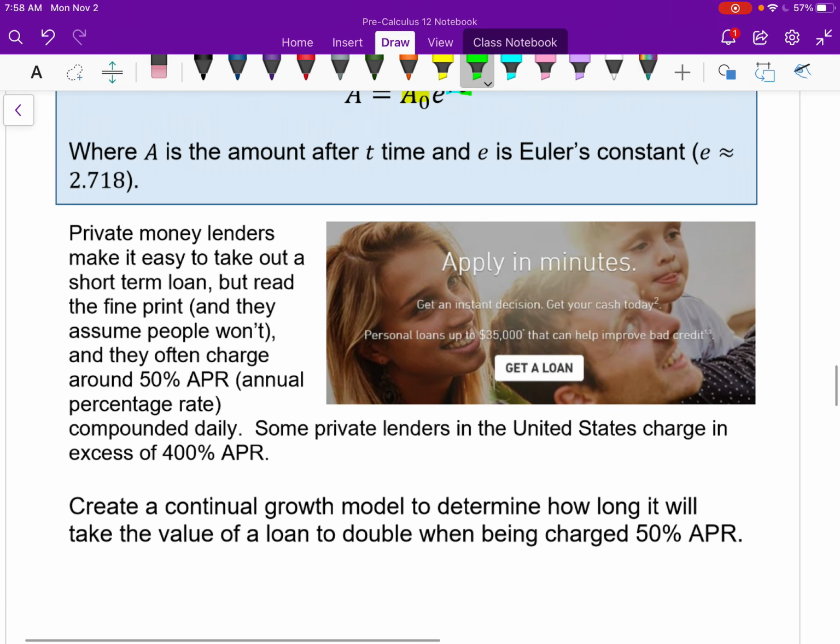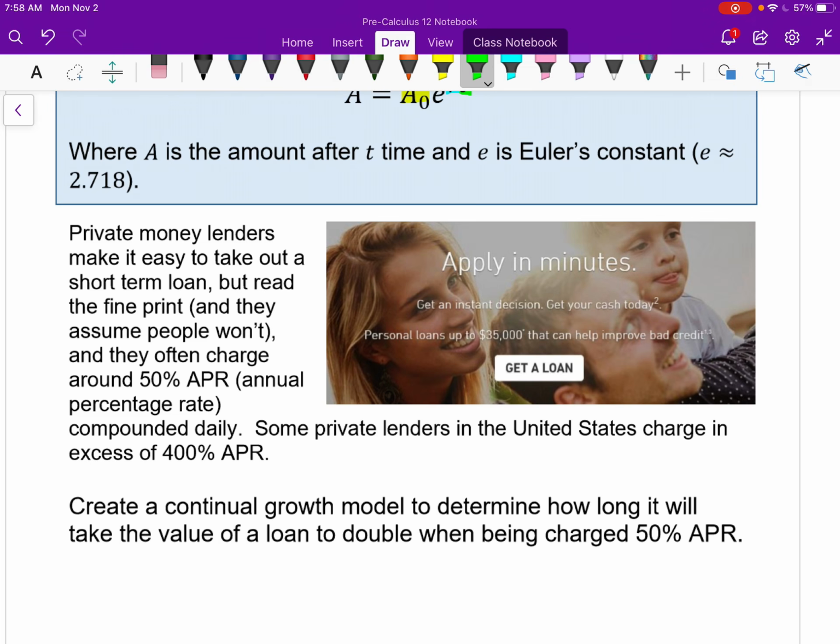So I start with some information about private money lenders. These are not banks, they are private companies that lend out money to people who most likely banks would not lend money to for financial reasons. So private money lenders make it easy to take out a short-term loan, but if you read the fine print, which most people don't, they often charge around 50% interest, annual percentage rate interest, that's compounded daily. Okay? Some private lenders in the United States, on a side note, can charge in excess of 400% annual interest. In Canada, we have laws against that. But that's just a little side note.